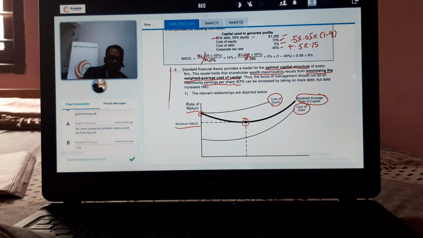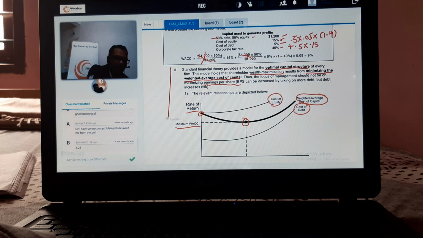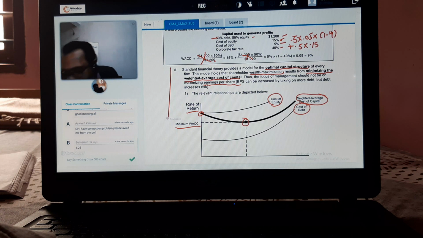So read and understand this diagram. I explained it already. If you have any doubt, you should ask me.